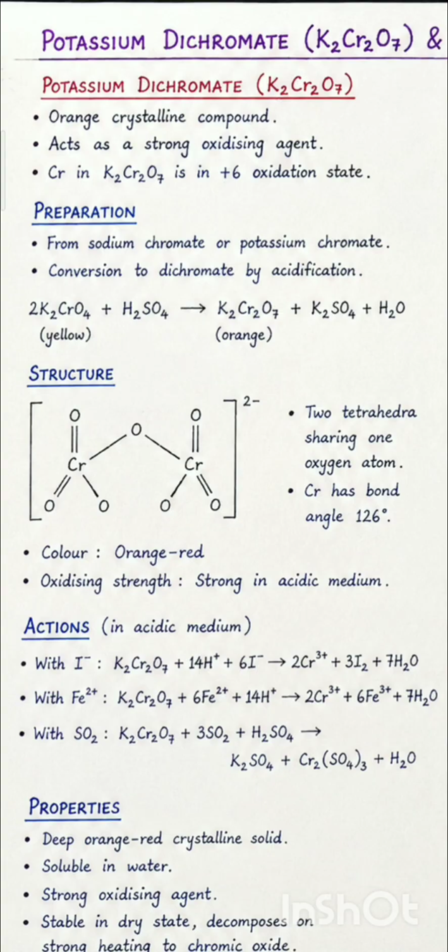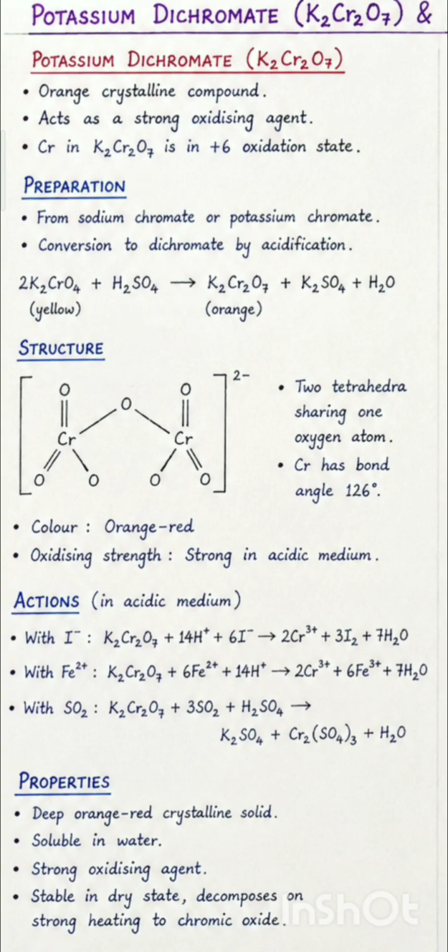Chromium in K2Cr2O7 is in the +6 oxidation state. Preparation is from sodium chromate or potassium chromate, with conversion to dichromate by acidification. It is yellow in color, and after acidification it becomes orange potassium dichromate. Structure: two tetrahedra sharing one oxygen atom, with a Cr-O-Cr bond angle of 126 degrees. Color is orange red. Oxidation strength is strong in acidic medium.